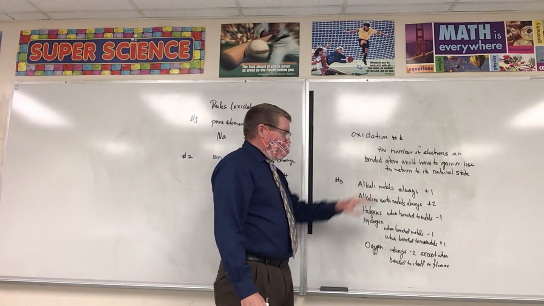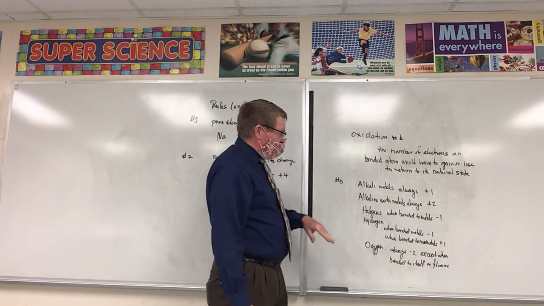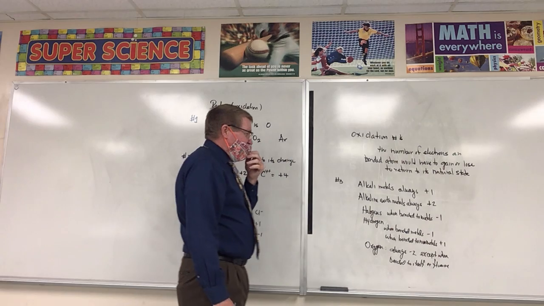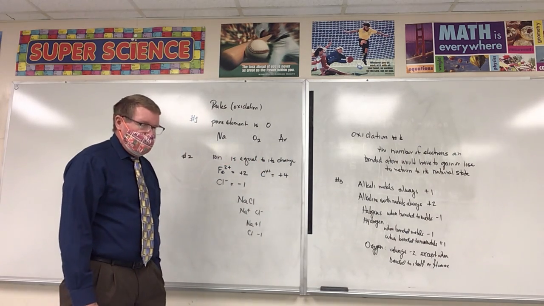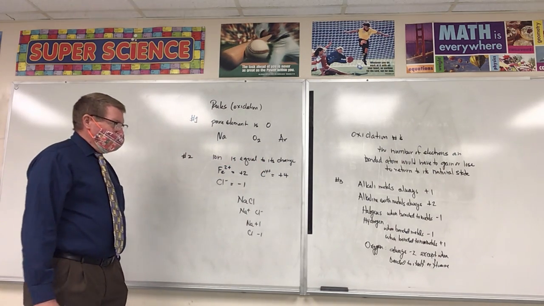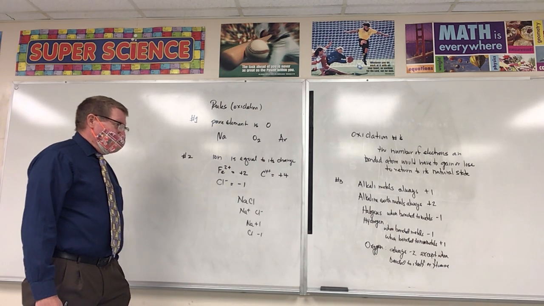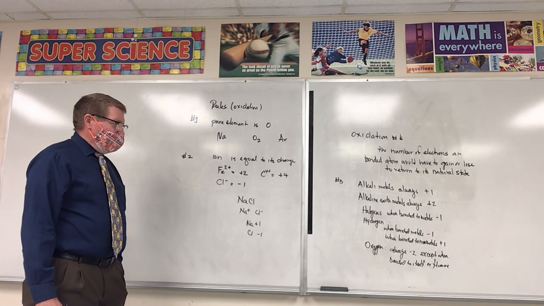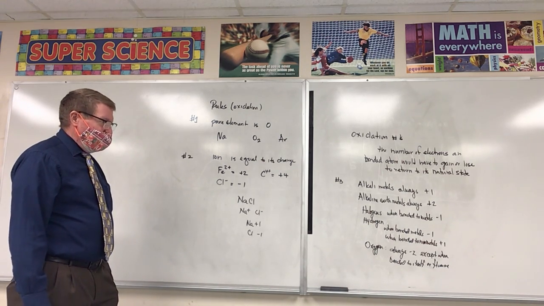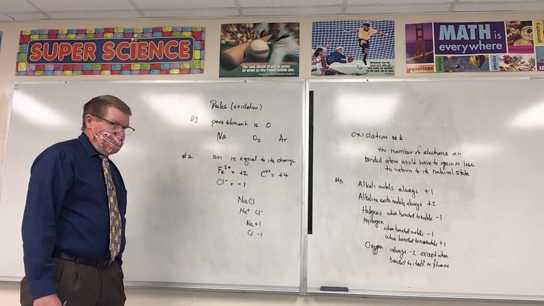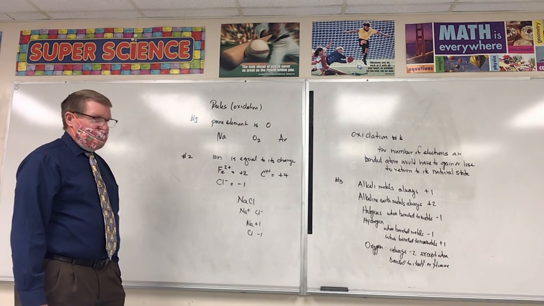Group 1A metals, always a +1. Group 2A metals, always +2. Halogens, group 7A, is always a -1 when bonded to metals. Alright, non-metals will be different. Hydrogen, when bonded to metals, is -1. When bonded to non-metals, is +1. And oxygen is always -2. Always -2.